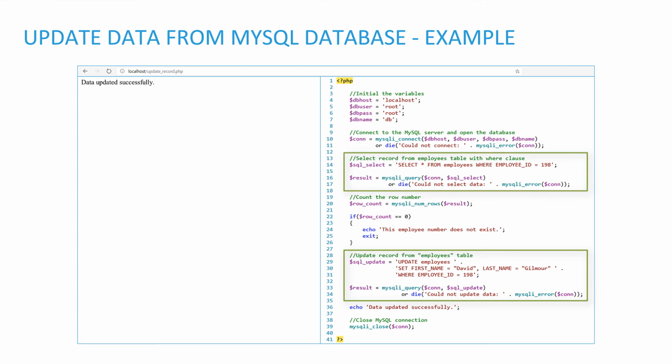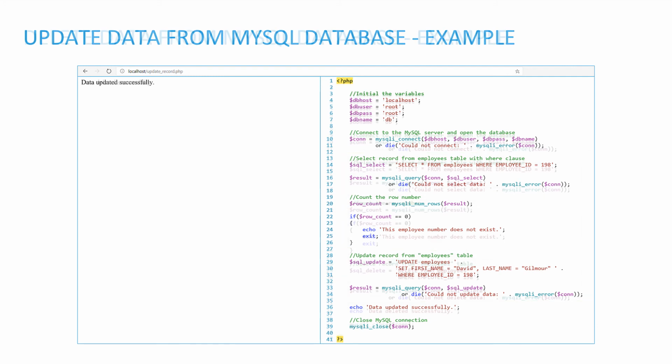Then we use the mysqli_num_rows function for returning the number of rows. If the mysqli_num_rows function returns a number above 0, that means this record exists in the table, and then you can move to the rest of the code and update the record with new values.